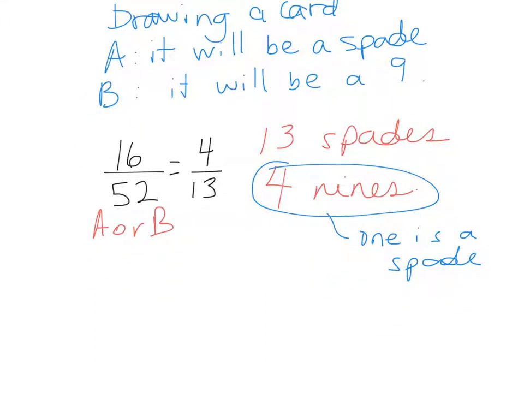Now imagine if we did and. So if I did A and B. That means the only way you can win now is if you get a card that's both a spade and a 9. Well, in that case, there's only one, right? Because there's only one 9 of spades. So it's 1 out of 52. So this is a situation where they are not mutually exclusive.